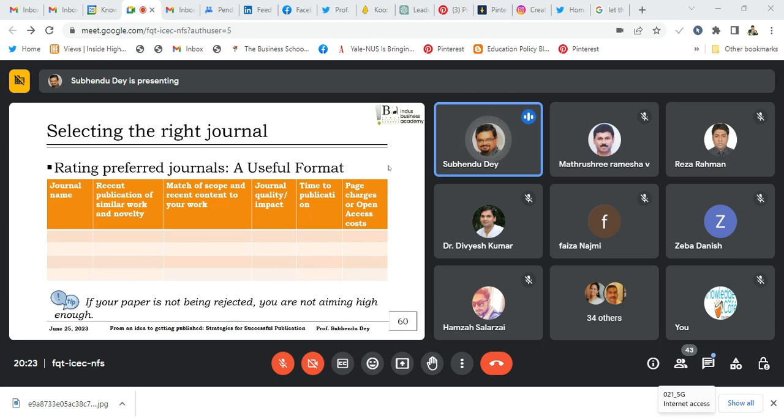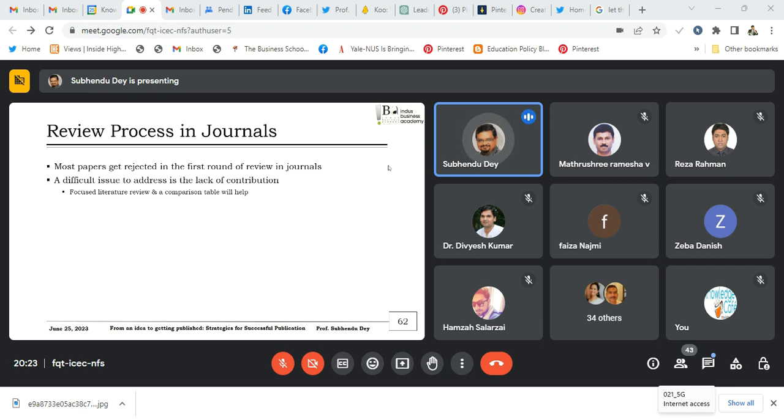Now, a difficult issue to address is the lack of contribution that you're making in the research paper. So a focused literature review and a comparison table will help. So this is something which I spoke about in literature review. It is extremely important that your literature review is very, very strong and solid. Lack of clarity in the problem statement. These are some of the common things that happen.